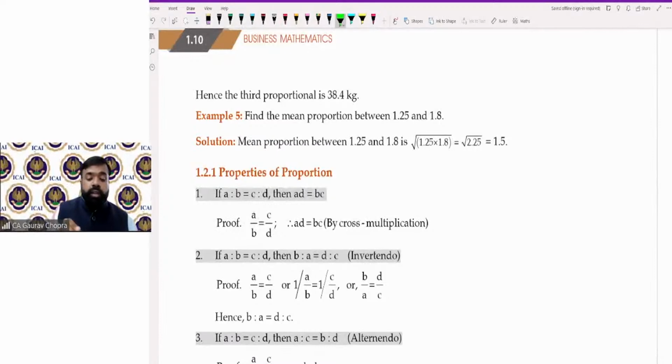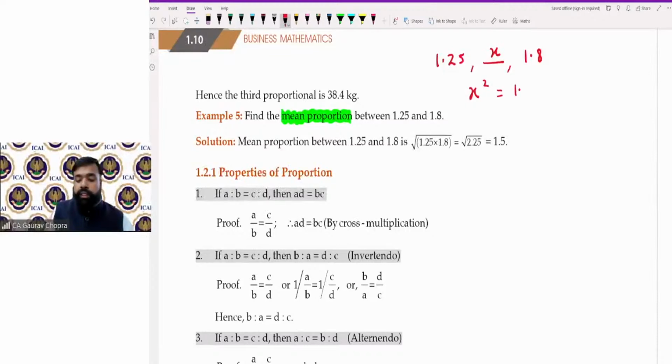So again, we have to apply the same formula, but this time we have to find the mean proportion. So what is the meaning of mean proportion? Mean का मतलब होता है middle value. So you have to calculate the middle term, the second term. First term is 1.25, third term is 1.8, and middle term we have to calculate. So let's assume the middle term as x. So applying the formula b square equal to ac.